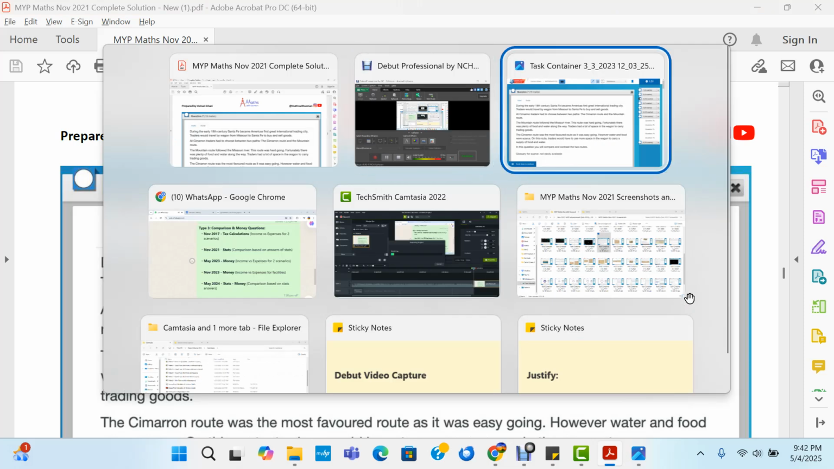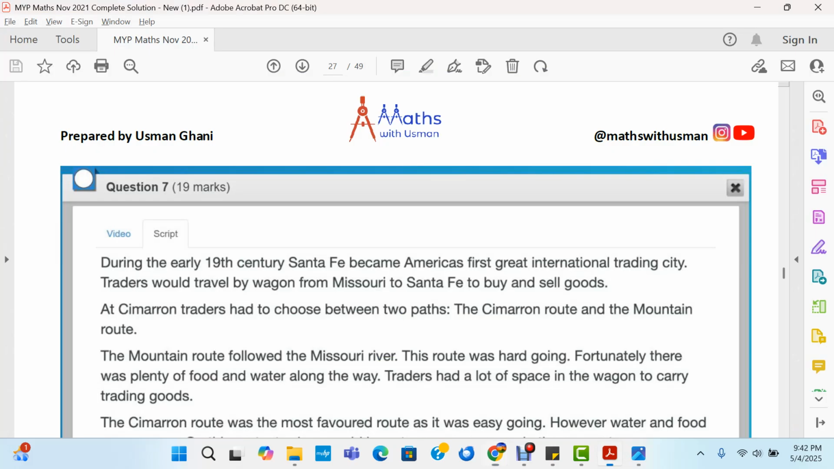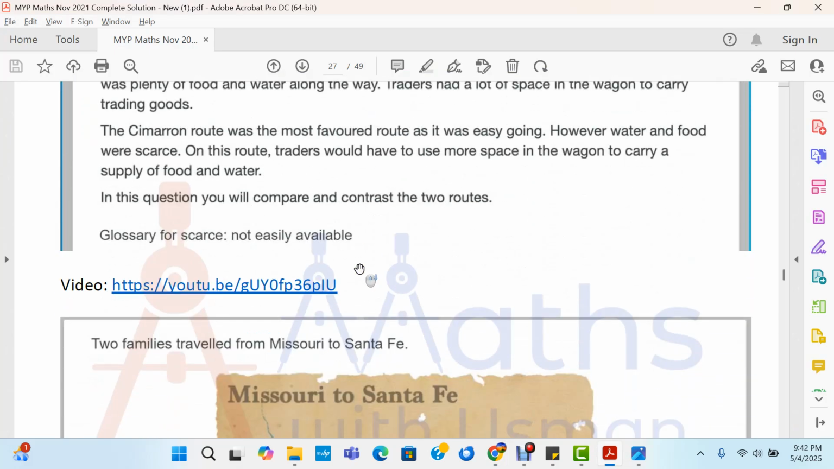We now move on to our second question, November 21 statistics comparison based on answers of stats. Stats is basically occurring a lot in criteria D questions. We're going to have two routes over here, the mountain route and the land route, and two families are going to travel each of the routes and we're going to compare. Our comparison is going to be mathematical in nature as well as descriptive in nature based on the video and the information given to us. So this is all the script that we have, and we also have the video for it.